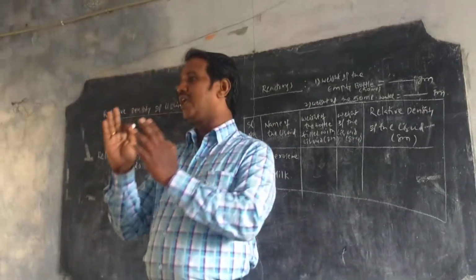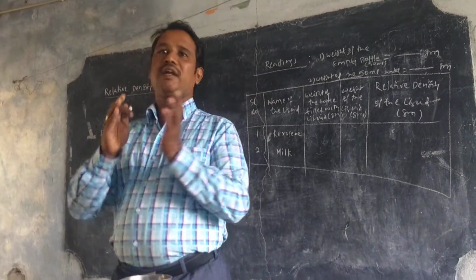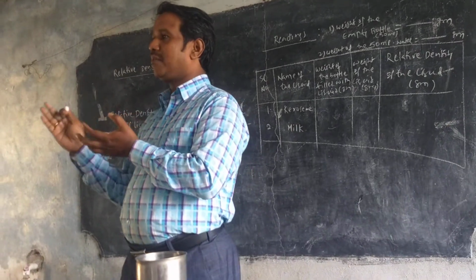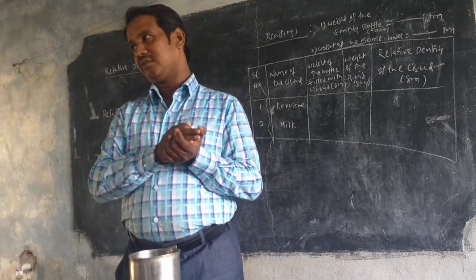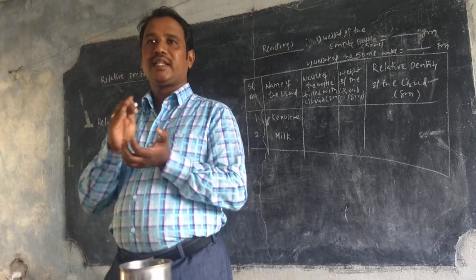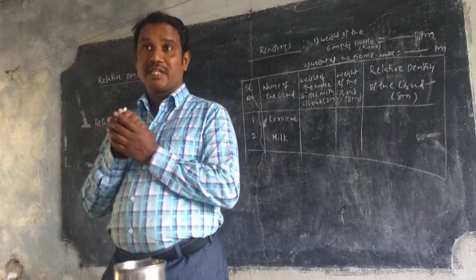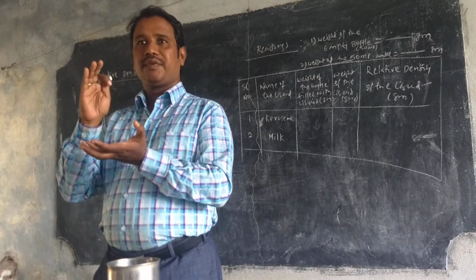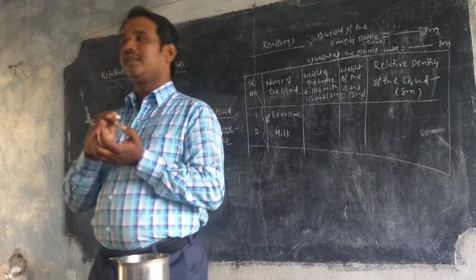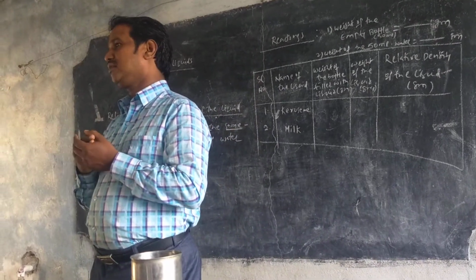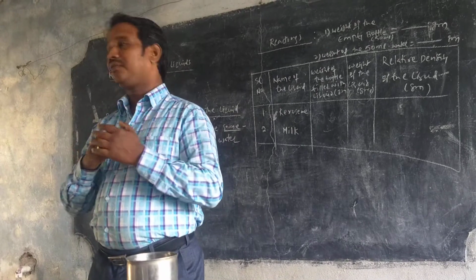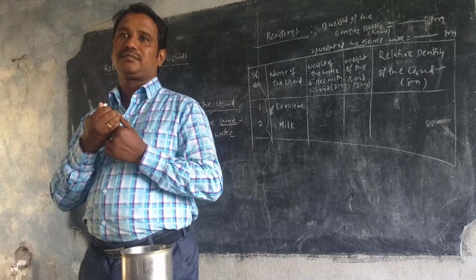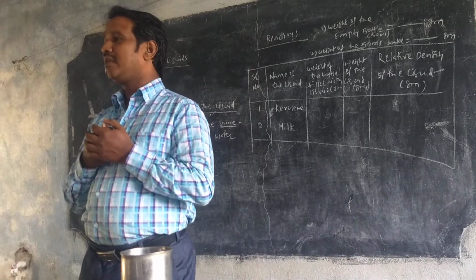Same volume is the occupied place. Suppose you are taking 1 liter of milk, then you have to take 1 liter of water. If you are measuring the 1 liter of milk mass, you have to measure the 1 liter of water mass. Like that, if you take 50 ml of kerosene, you have to take 50 ml of water only. If you take 2 liter of petrol, you have to take 2 liter of water. That is the concept of the relative density of liquids.